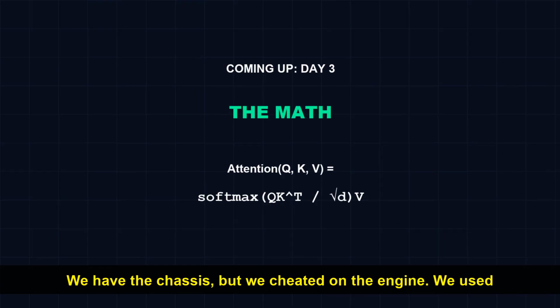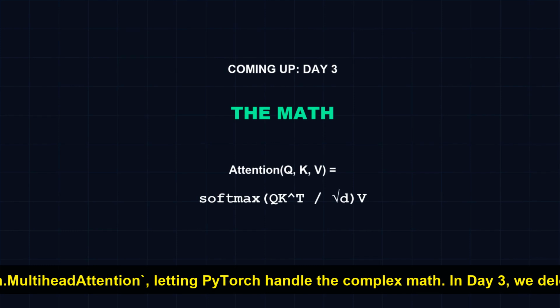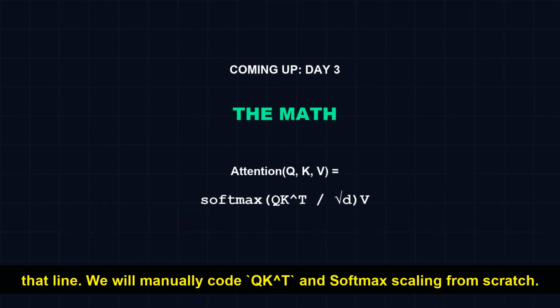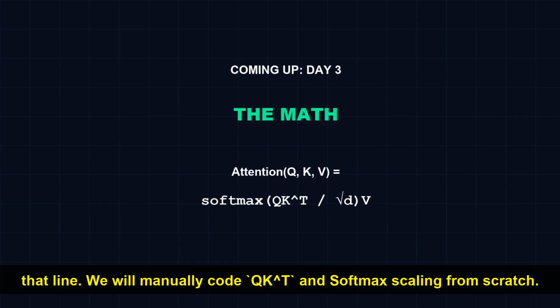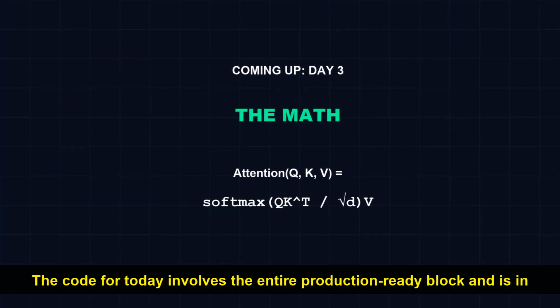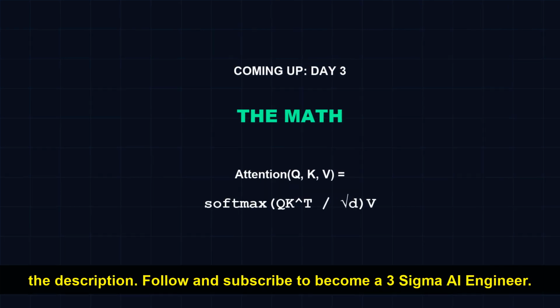We have the chassis, but we cheated on the engine. We used nn.MultiheadAttention, letting PyTorch handle the complex math. In day 3, we delete that line. We will manually code QK^T and softmax scaling from scratch. The code for today, the entire production-ready block, is in the description.